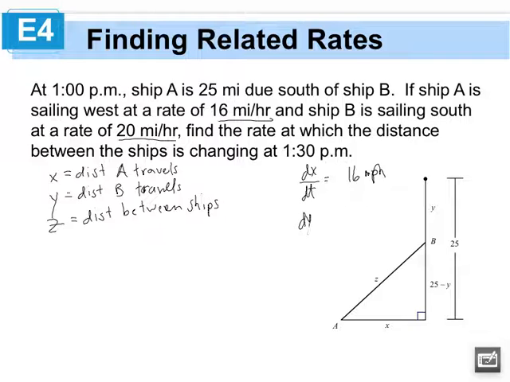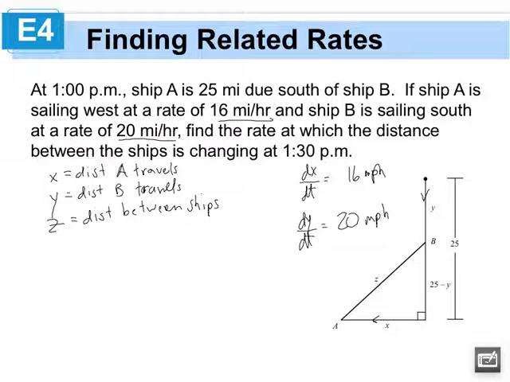What's this? dy/dt. Positive or negative? Is y getting bigger or smaller? It's getting bigger. B's going that way, A's going this way. The way that I have y defined means that this value is going to get larger, so it should be positive.